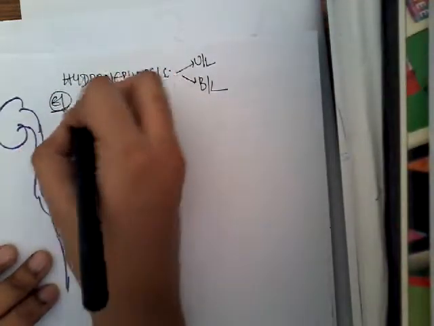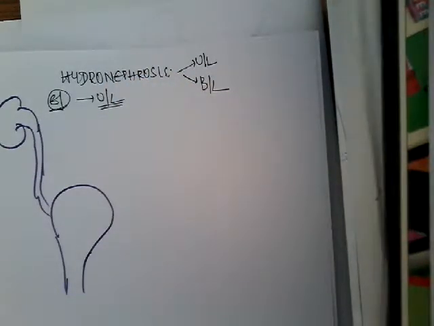So first let us learn about the etiology of hydronephrosis. In that, let us learn about unilateral hydronephrosis. In unilateral hydronephrosis, there is obstruction to the kidney on one side. So it can be either extramural obstruction or intramural obstruction or intraluminal obstruction.